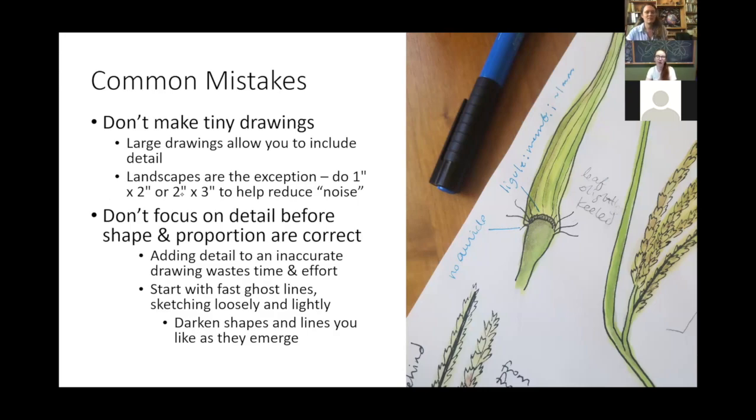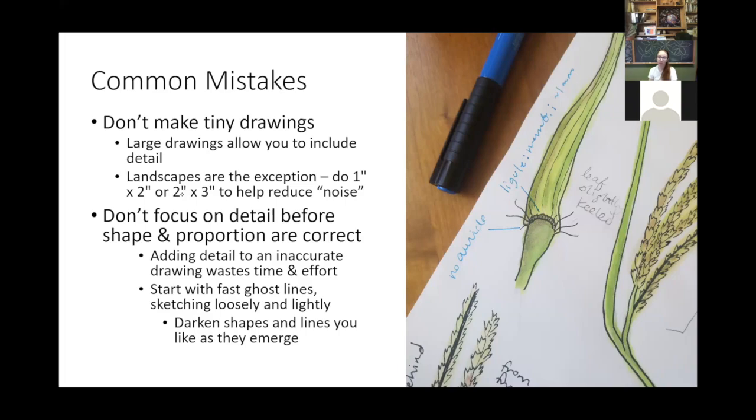More mistakes are making tiny drawings. The larger that your drawings are, the more detail you can include in them. So you can see here that I drew this leaf blade of a grass very large, which was good, so I could include the details such as the ligule and the hairs along the edges. But where I went wrong is focusing on detail before shape and proportion. I kind of just made a quick loose sketch and didn't measure anything, so the drawing is a little bit wonky.